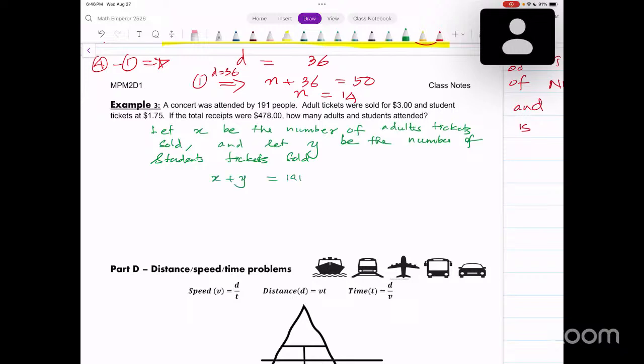X plus Y is 191. I'm not sure, Nishal, where is the difficulty to write the first expression. Now, the adult ticket sold for $3, so that is going to be 3x. And the student tickets were $1.75 is equal to 478. Equation number 2.